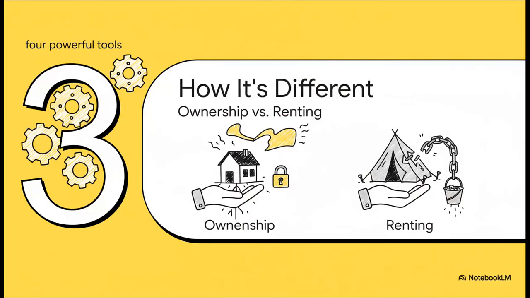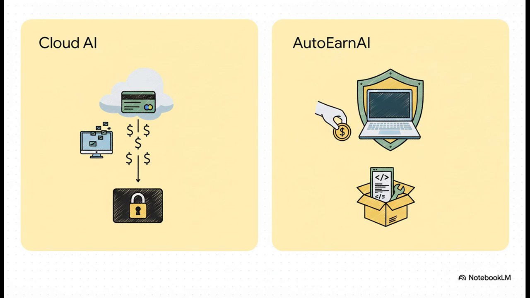So yeah, 4 really powerful tools, but the biggest difference here isn't just what it does, it's how it does it. And that brings us right back to that main idea we talked about, owning versus renting. This slide just lays it out so clearly. On the left, you've got your standard cloud AI tools. You're paying those monthly fees, your data is being sent to their servers, you have no idea what's going on behind the scenes with the code, and each tool only does one thing.